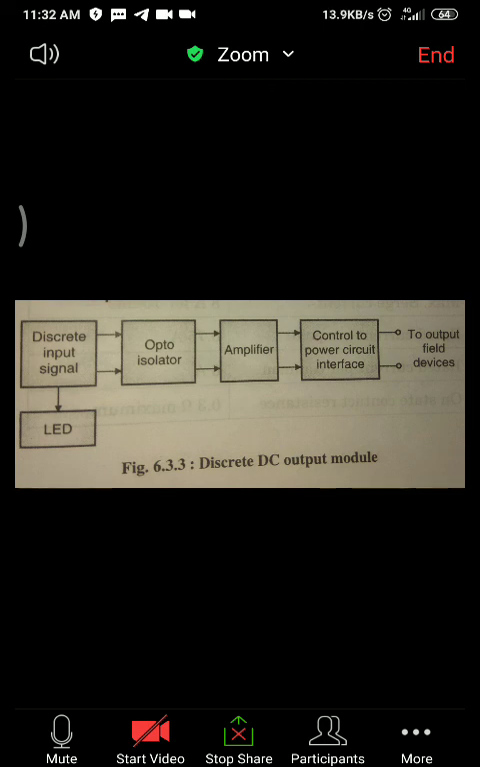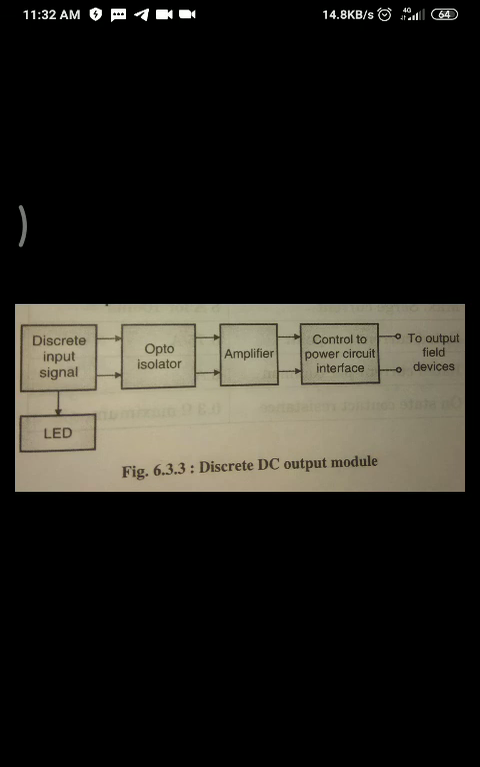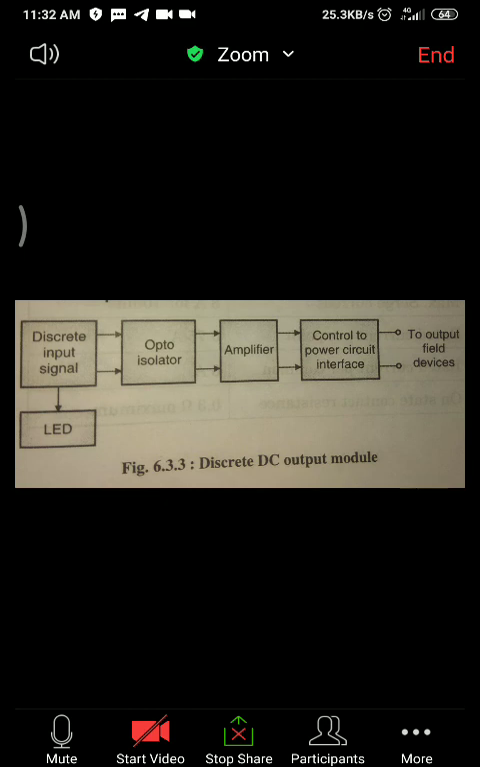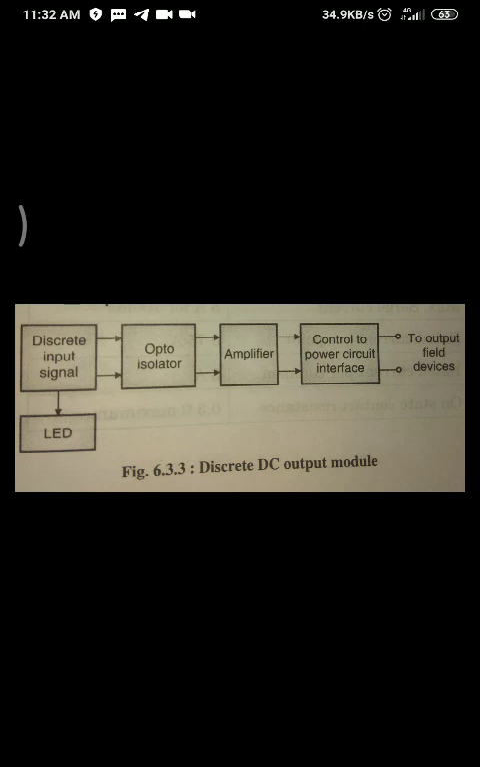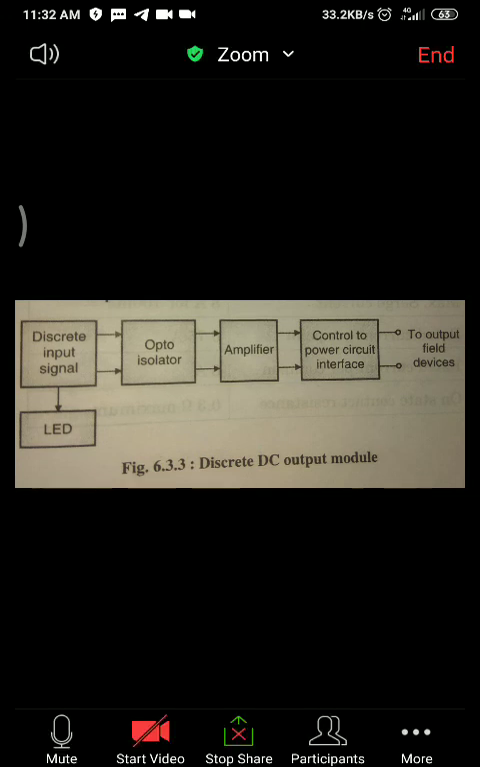So as we know, the power is DC, so it is directly taken from the backplane of the PLC. There is no need of a switching device like TRIAC here, because TRIAC uses AC power. It does not work on DC. So that's why the powering is done by the backplane of the PLC. So the optical isolator will provide the isolation, the amplifier will amplify the voltage, and then high current power is taken from the power circuit interface, and then the output device is powered up.